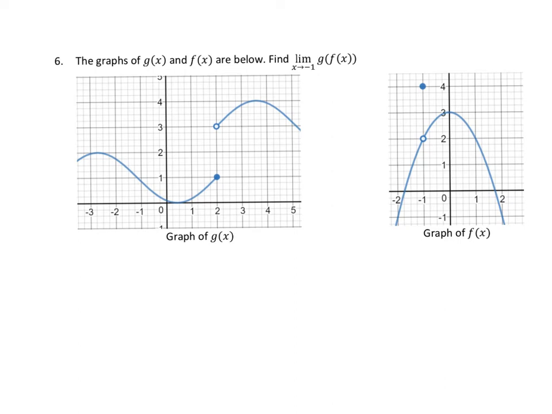I've had some questions about number 6 from our assignment involving limits, and so I want to take a little bit of time to talk about this problem. We're given the graph of g and the graph of f, and we're asked to find the limit of this composition, g of f of x.